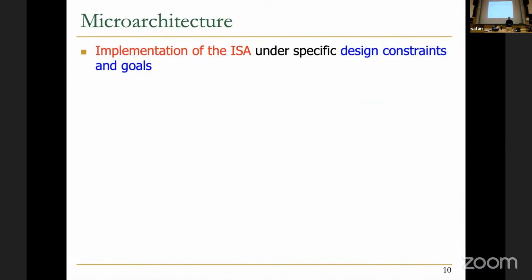So basically, microarchitecture is an implementation of the ISA under specific design constraints and goals. Not any implementation of the ISA qualifies, of course, but our goal is to really satisfy some design constraints and goals.